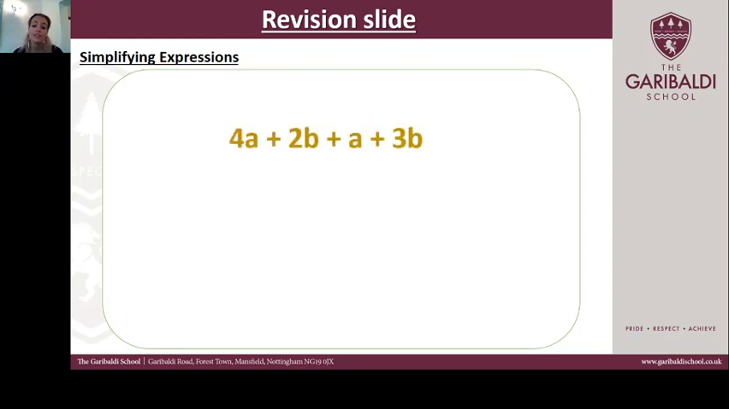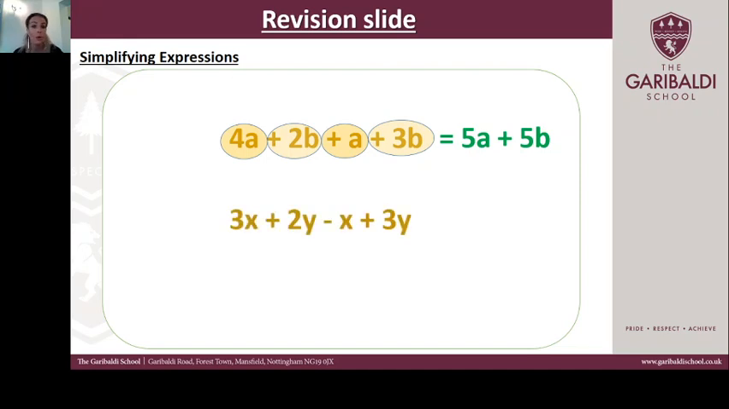So, if you were given this expression and asked to simplify it, just remember that you can only add and subtract like terms. So A's are different to B's, so they cannot be added together. So we start with the A's, and we've got 4A, add an A. Now that add belongs to the A because whatever's in front of it belongs to it. So 4A, add A means 1A. We just don't write the 1 in algebra. So 4 add 1 gives us 5A. Then look at the B's. 2B, add 3B gives us plus 5B. So that expression simplified becomes 5A plus 5B.